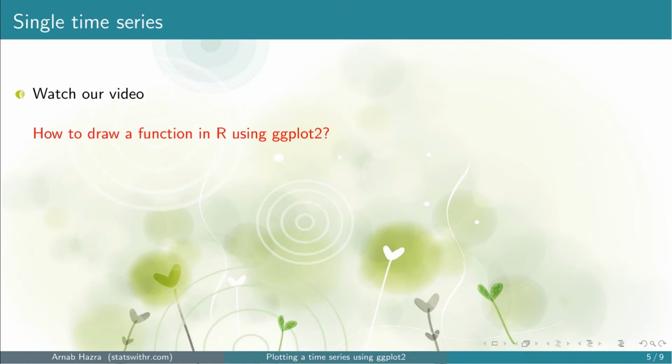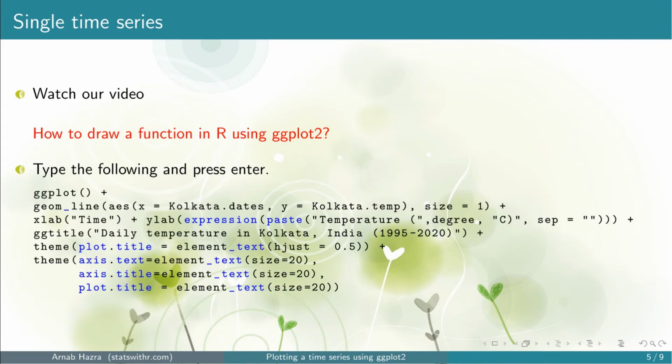First, we illustrate the single time series plot with Kolkata.dates and Kolkata.temp. Similarly, if you want to do it for Mumbai, replace these vectors with Mumbai.dates and Mumbai.temp. Now for the single time series, we follow the same codes we described in the video how to draw a function in R using ggplot2, and so I would suggest watching that video at this point. Next, type the following code in the console window. Let's go through the code step by step.